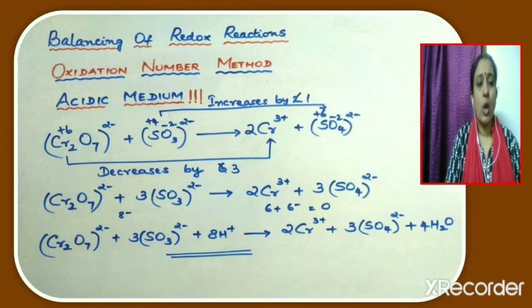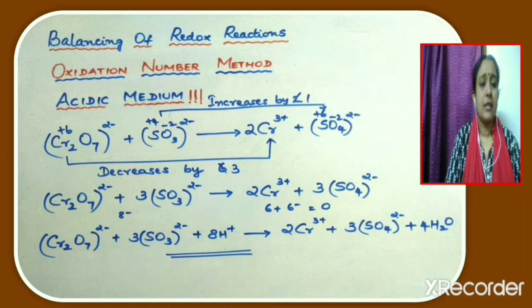Balancing of redox reactions. We shall now learn how to balance an ionic equation. Two methods are available, one known as the oxidation number method and the other known as the half reaction method. So we shall start with the oxidation number method in acidic medium. The equation given is Cr2O7 2- + SO3 2- gives Cr3+ + SO4 2-.